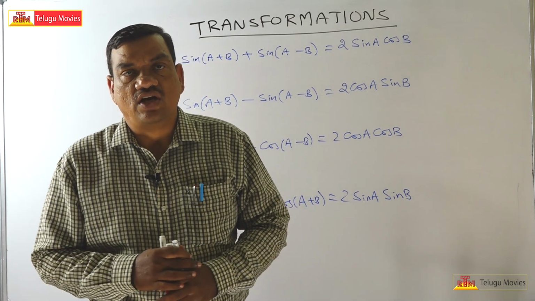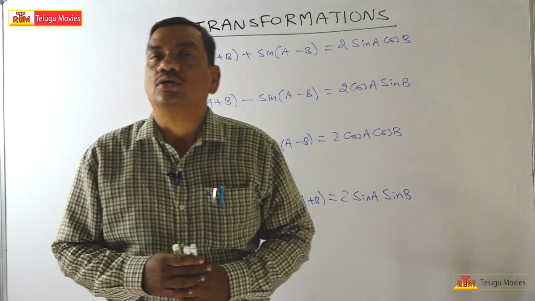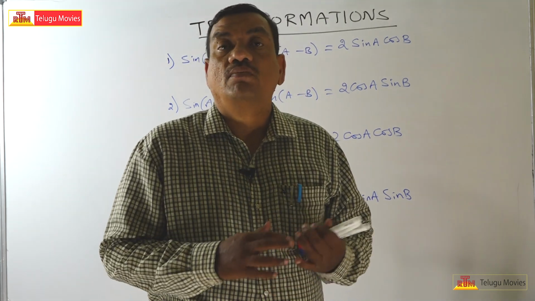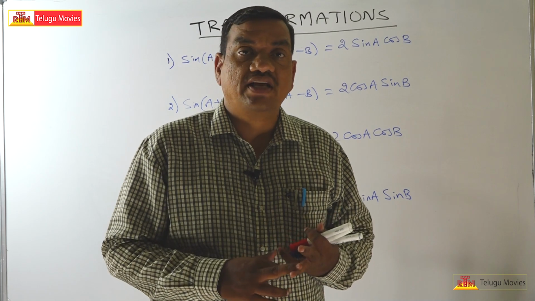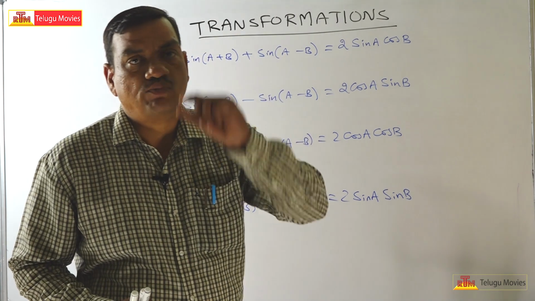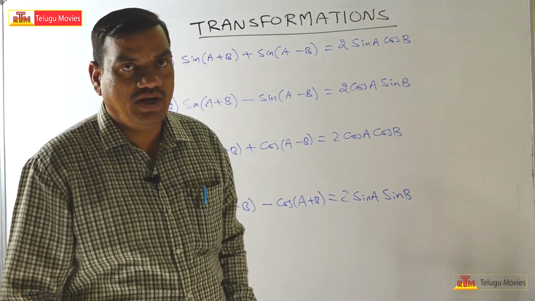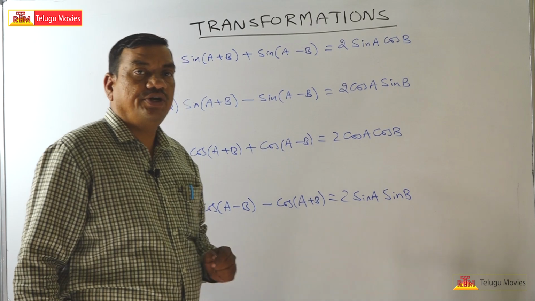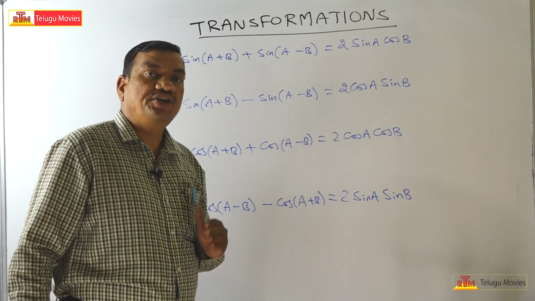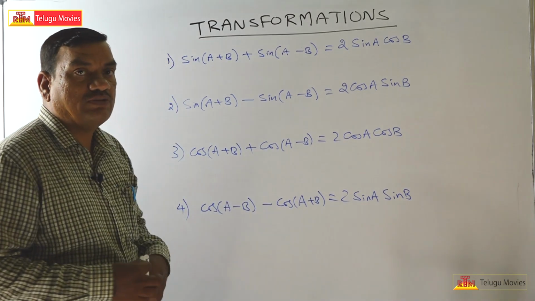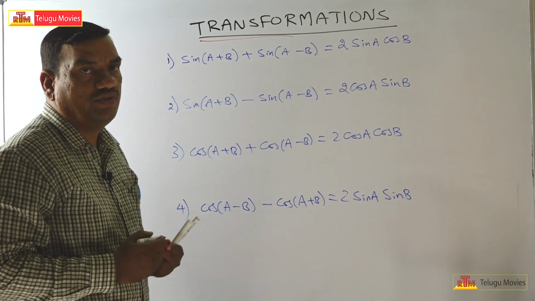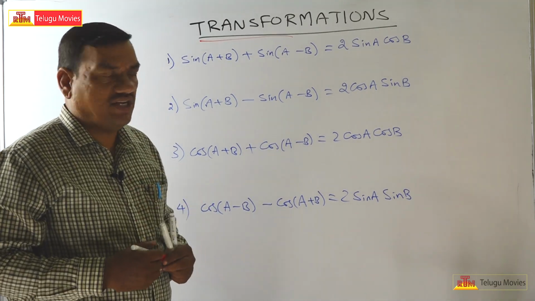So for the last few days, we have explained trigonometric ratios and identities, multiple and submultiple angles, and compound angles. I explained the concepts and formulas, and various problems have also been discussed. Now, in this video, I am going to explain trigonometric transformations. So what is a transformation? Transformation means a change of some kind.